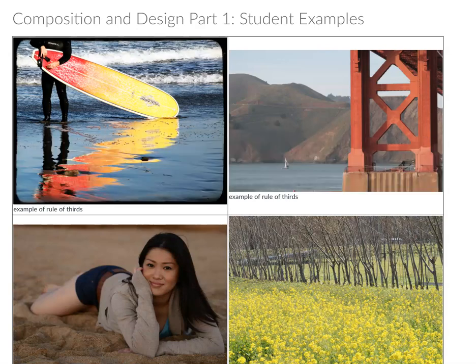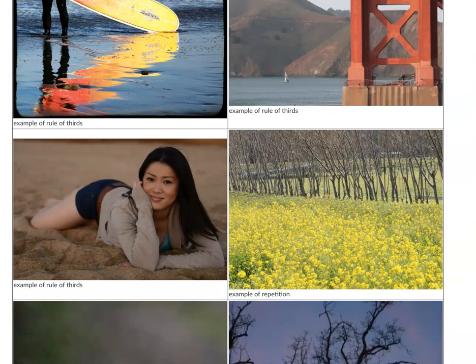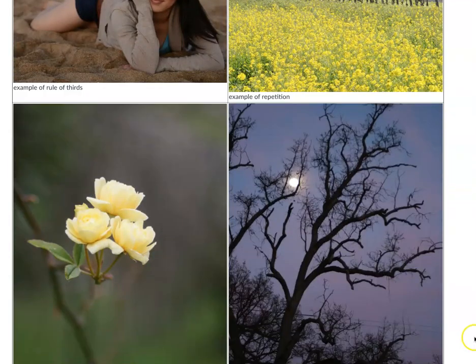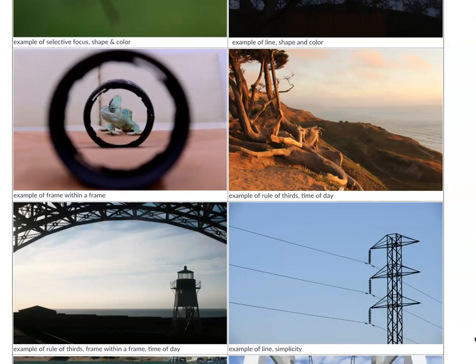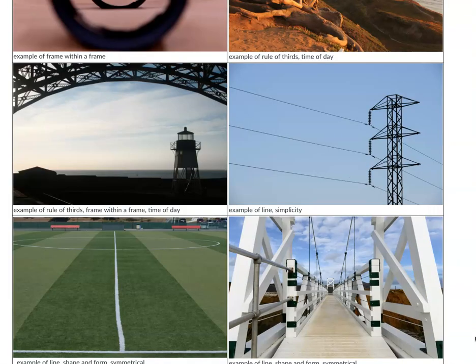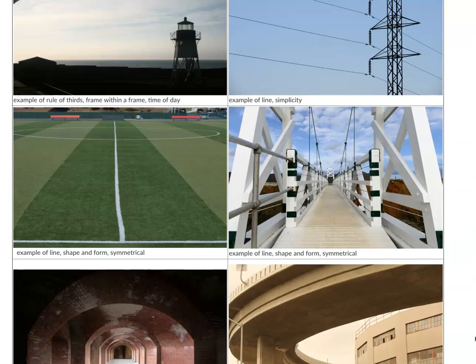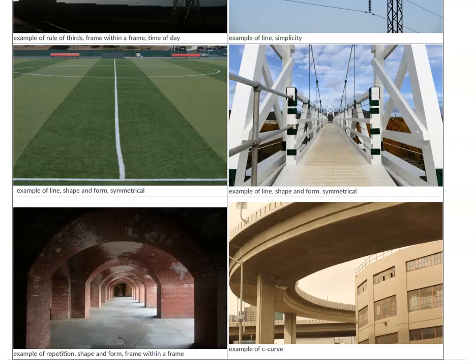These are some examples that you can use for both Part 1 and Part 2 of this learning unit. So these are showing you students' examples of rule of thirds, repetition, selective focus, line, shape, and color. So I hope that these are images that you can use as a source of reference from what students have done in the past to show line, shape, and form, symmetrical composition. So enjoy these examples.